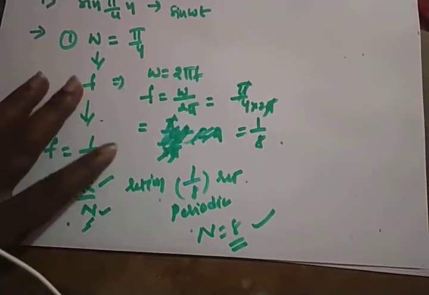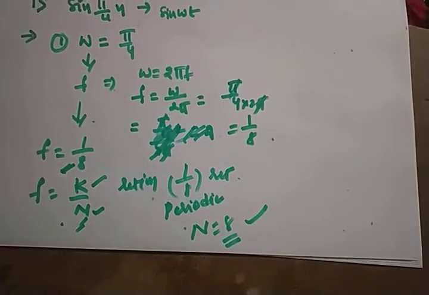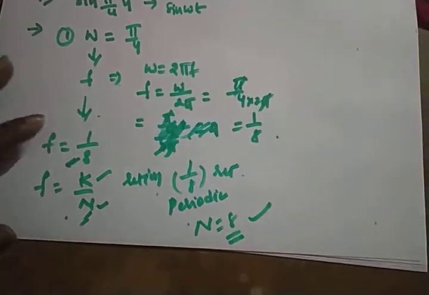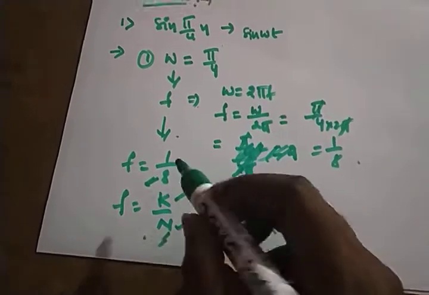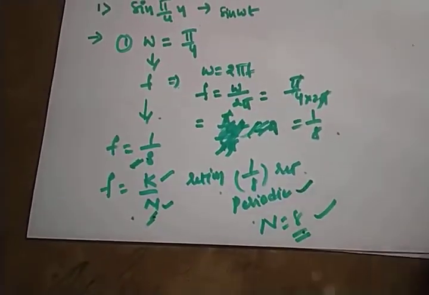Is it a rational number or irrational number? Is there any root or pi or special character? There is no root or pi value, so that's a rational number. If this is a rational number, my signal is a periodic signal. If the signal is periodic, what is the period? The n in k by n is the period. It is 1 by 8, so what is the n value? N is equal to 8. And one more question we will solve.